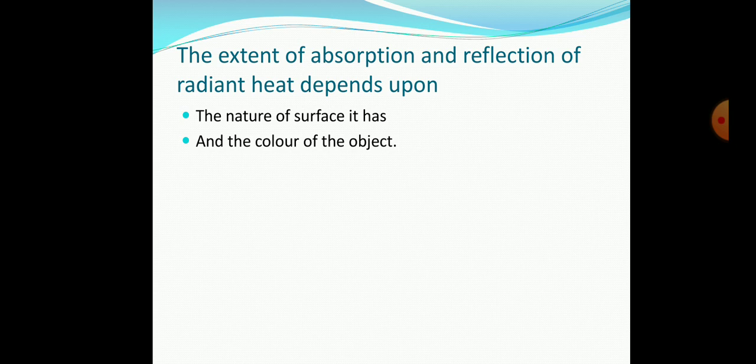So the extent of absorption and reflection of radiant heat depends upon the nature of the surface. Like a rough surface will absorb the heat and retain the heat, and the color of the object matters too. Students, you all know that in the winter season people suggest you wear dark cloth, or in the month of June people suggest you wear light cloth, like white cloth. So why are they suggesting this? Have you ever thought about it?